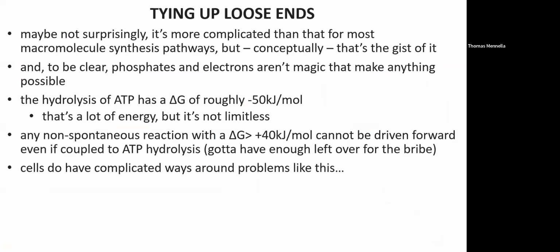And also, to be clear, phosphates and electrons aren't limitless. They're not magic. They can't make anything happen. The hydrolysis of ATP to ADP has a delta G of roughly negative 50 kilojoules per mole. That is a lot of energy, trust me, but of course it's not a limitless amount of energy. So we can only drive a non-spontaneous reaction forward with an ATP hydrolysis if that non-spontaneous reaction has a delta G of positive 40 kilojoules per mole or less. We have to have at least roughly 10 kilojoules per mole difference between the two in order to bribe the universe. So what happens if we have reactions that require more than 40 kilojoules per mole?